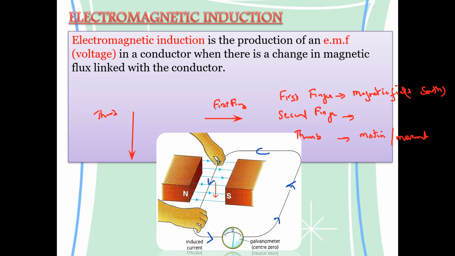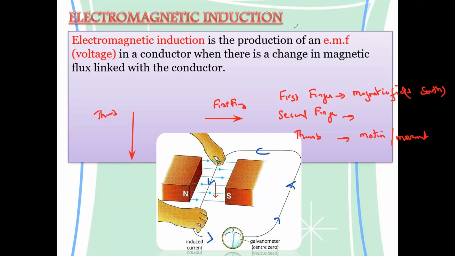So if we want to find the direction of current, we can use Fleming's right hand rule. Apply your right hand rule here to find the direction. So this is how the direction of the current will be.